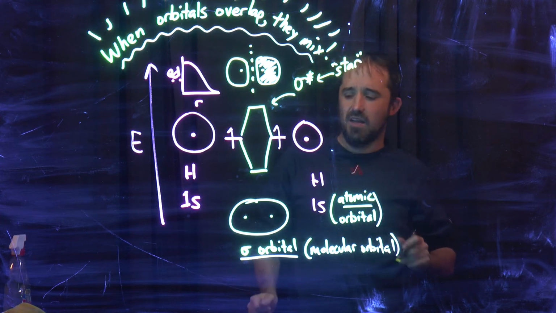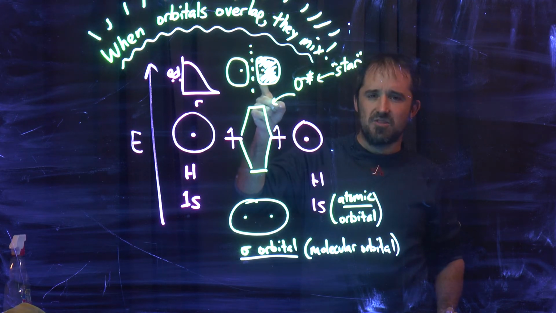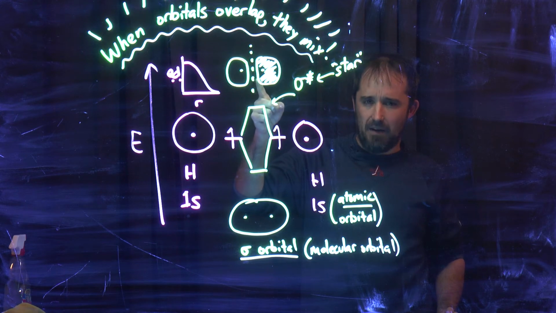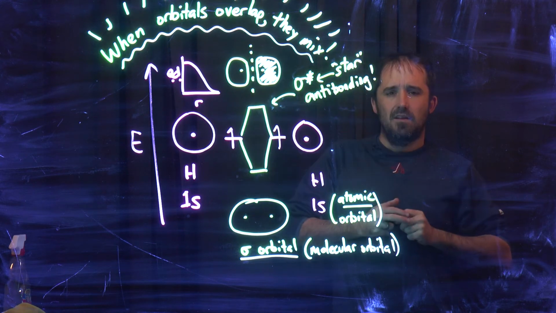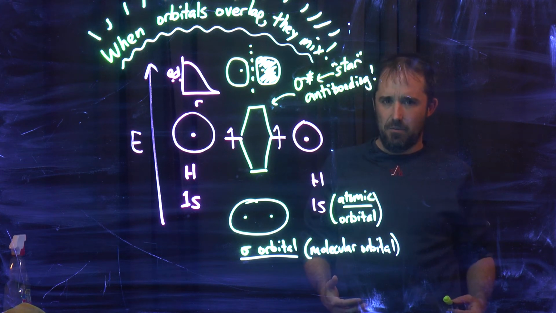Sigma star. This lower one, this sigma orbital, is a bonding orbital. This sigma star is an anti-bonding orbital. Okay, so this is kind of some deep stuff. So let's sit back and unpack it a little bit.